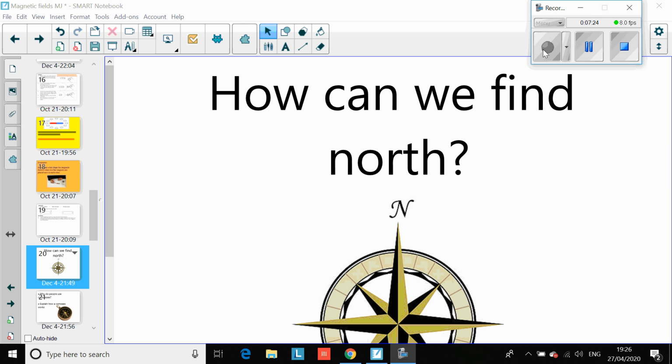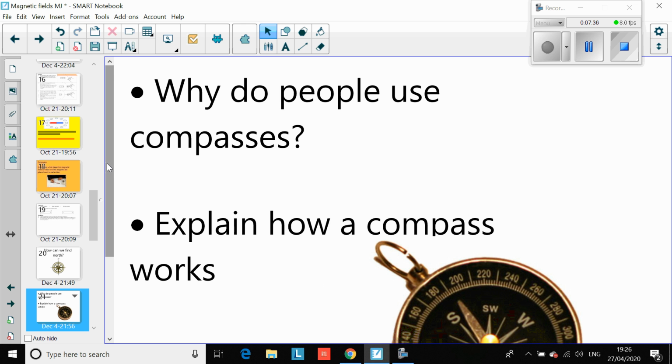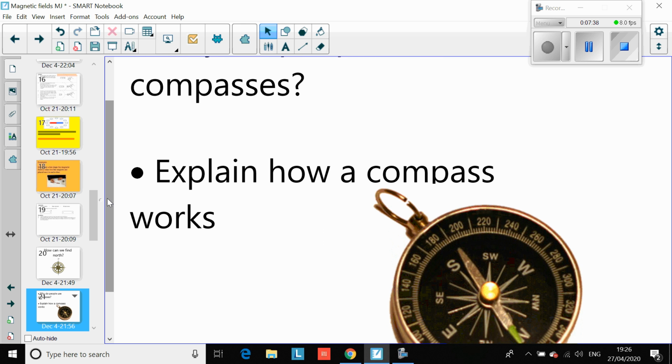Now, magnets can also be very useful because they can be used to navigate by using a compass. So how do we find north? Well, essentially, this is what we do. Why do people use compasses? Because they help us navigate. But what actually is a compass? Now, I'm going to ask you to pause the video one more time, and I want you to look up what a compass is. So do a very quick Google search, and I'm looking for a very short paragraph, so maybe 5-6 lines in your book, no more, explaining what a simple compass is. Okay, so what is a compass? How does it work? Off you go, please.